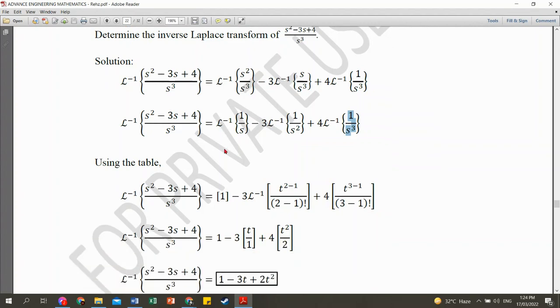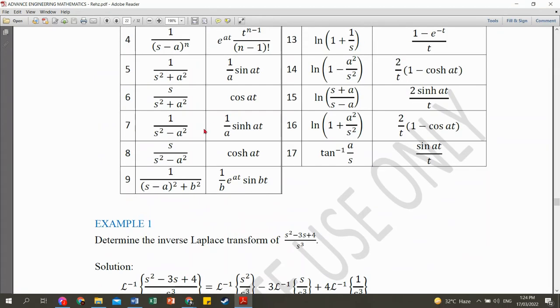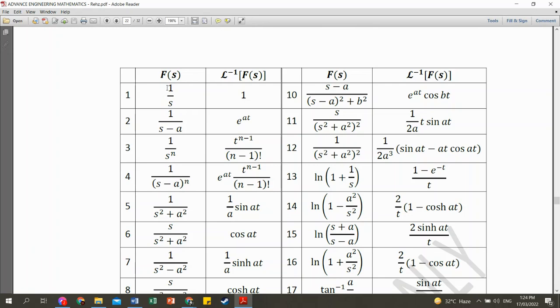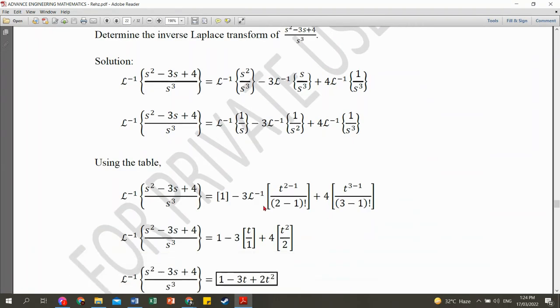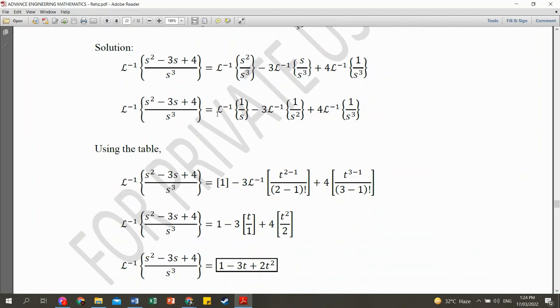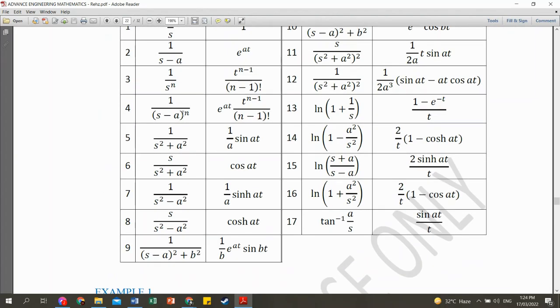Okay? So, as you can see, we can now get the inverse Laplace transformation of this equation. Just like this 1 over s, tingnan nyo sa formula, babalikan natin, the inverse Laplace of 1 over s is equal to 1. So, as you can see, the inverse Laplace of 1 over s now is simply equal to 1. Okay? Minus 3 times the inverse Laplace of this one. So, ano naman ang gagamitin nating formula dito? So, 1 over s squared yan.